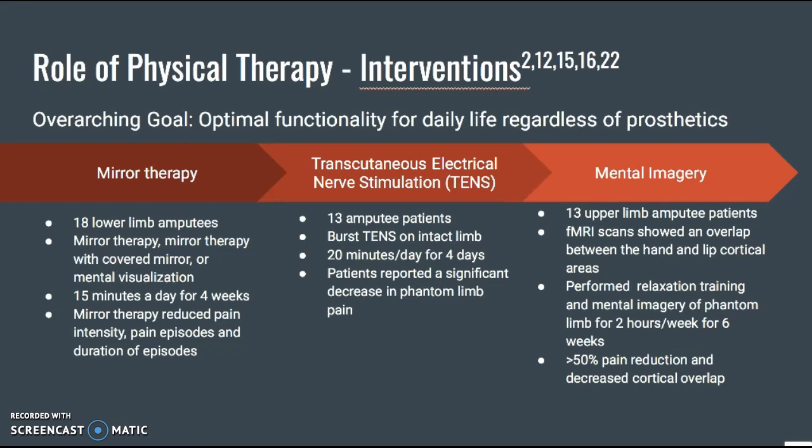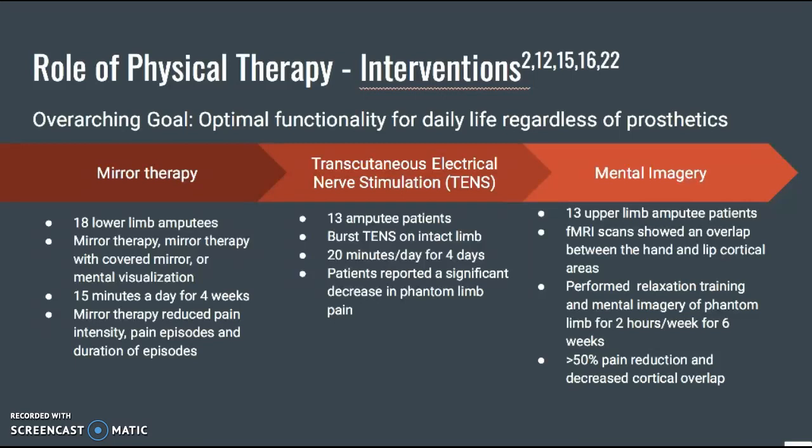Due to the high prevalence of phantom limb pain in amputee patients, it is critical for the physical therapist to use appropriate evidence-based interventions to help decrease the patient's pain. Mirror therapy, transcutaneous electrical nerve stimulation, and mental imagery are interventions physical therapists can use to appropriately treat patients with phantom limb pain.